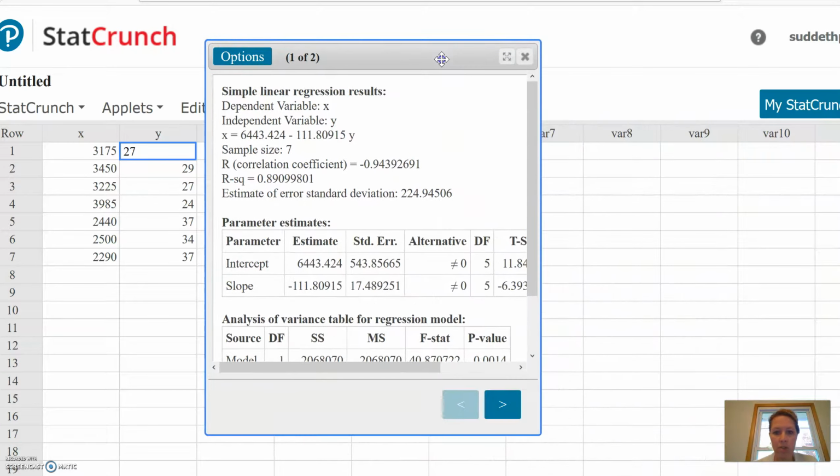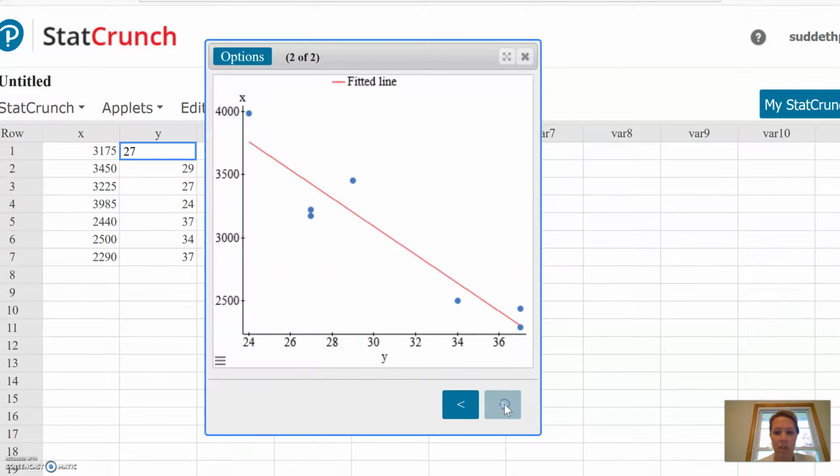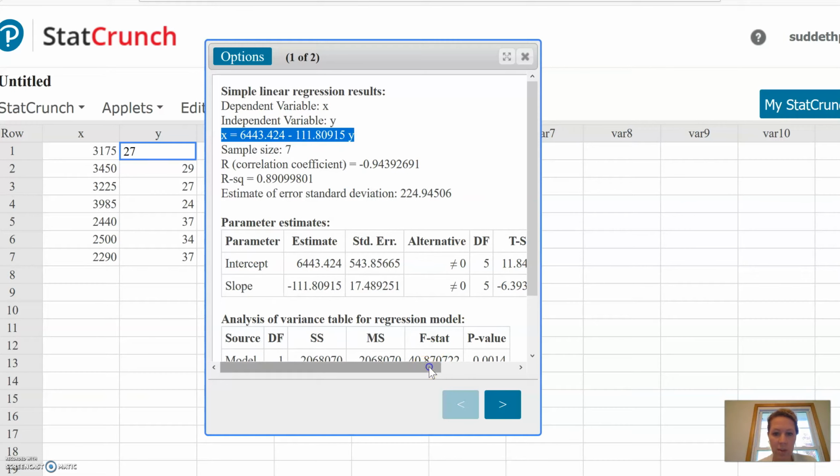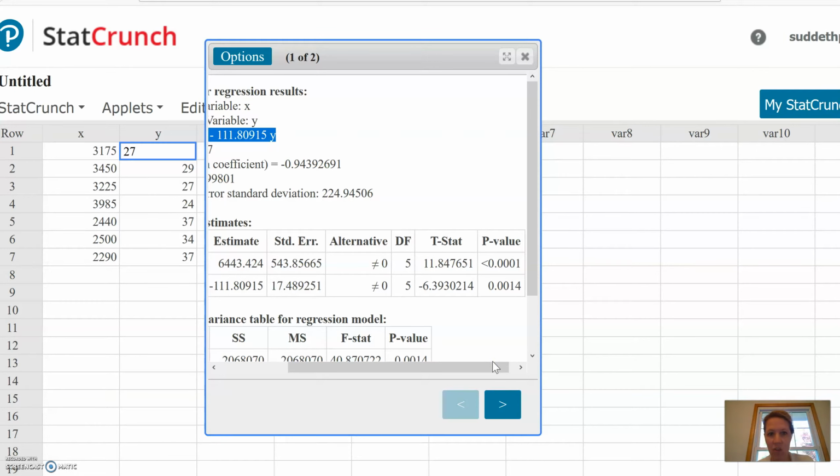So the R correlation coefficient, if you notice here, it's still negative 0.94. So the correlation coefficient stays the same. Looking at the graph, the graph still goes down to the right, but notice here the Y now is the horizontal axis, and the X, the weight, is the Y axis. Going back here, our equation now is going to be the X equals, and notice it has changed. It's 6,443.424 minus 111.80915Y. So the equation does change there. If we look at our test statistic and our p-value, our test statistic and our p-value stay the same. So basically the equation is the only difference that's going to happen if you interchange the X and Y values.